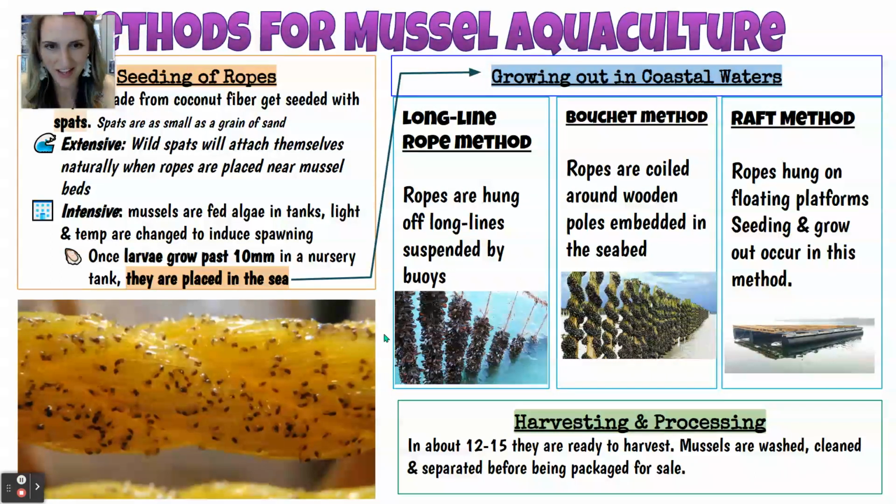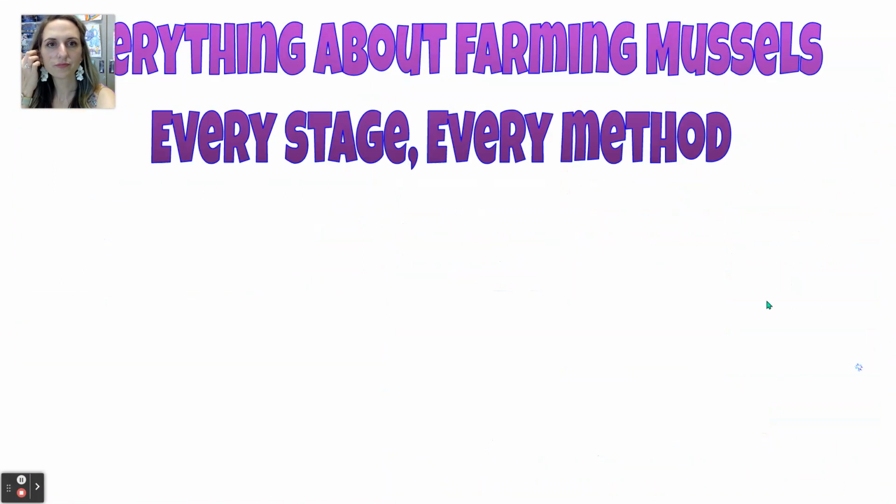Months, that makes sense. I didn't think it was going to be weeks. About 12 to 15 months, they're ready for harvest. The mussels are stripped off the ropes that they're attached to. They're washed, they're clean, and separated before they're packaged for sale.